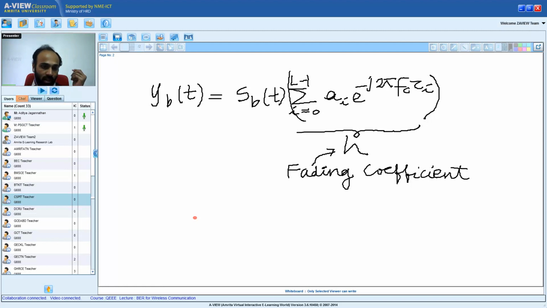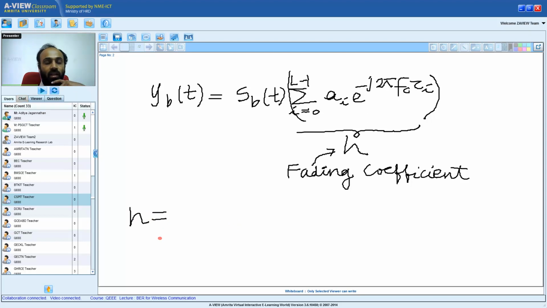So therefore this is the channel fading coefficient, right? Now let me talk a little bit more about the modeling of the channel fading coefficient. We have already said that these different attenuations and these different phases are random in nature. So let me write this channel coefficient.